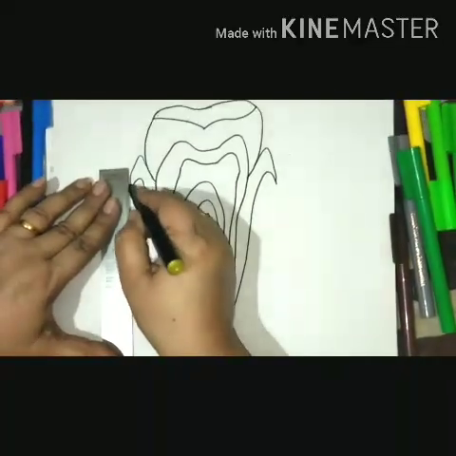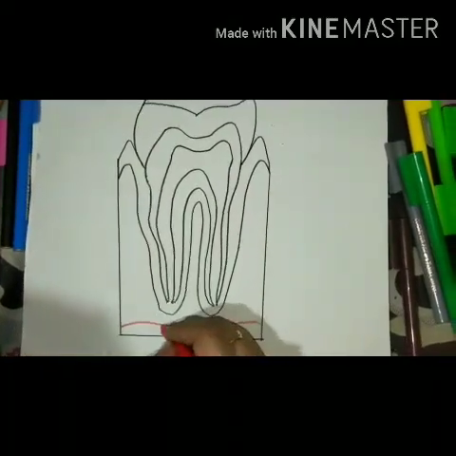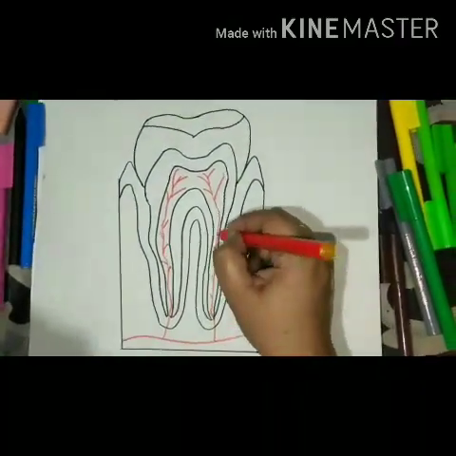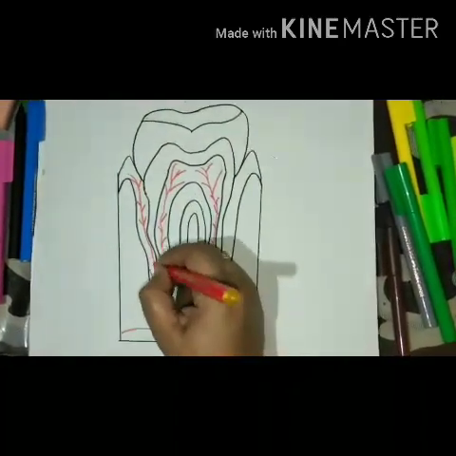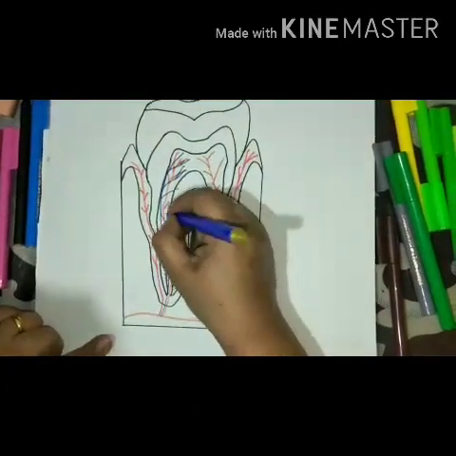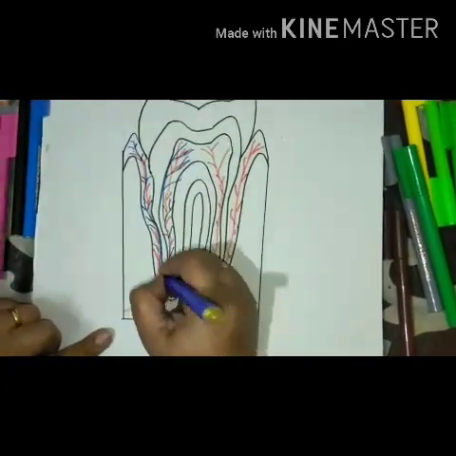Now I am drawing the bone portion, a rectangular line below which is covering the root portion. Then I am drawing the red color blood vessels and blue color blood vessels which are going inside the tooth area.